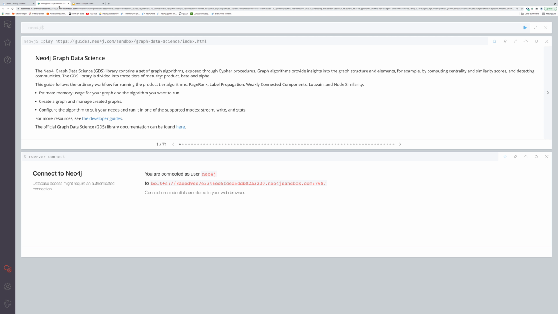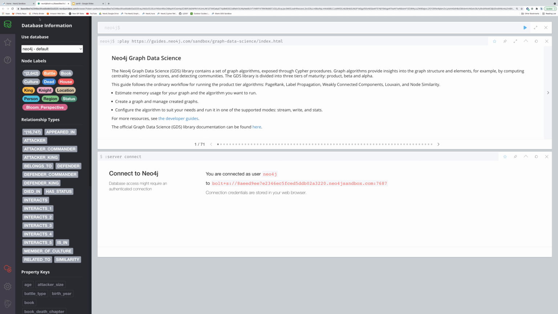So we're going to start with a GDS sandbox instance on Neo4j, which brings up the Game of Thrones graph that we're all familiar with at this point.